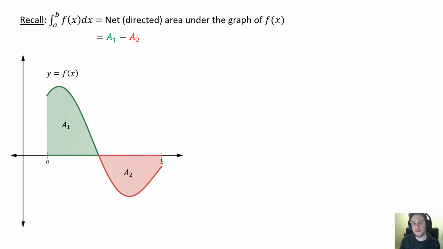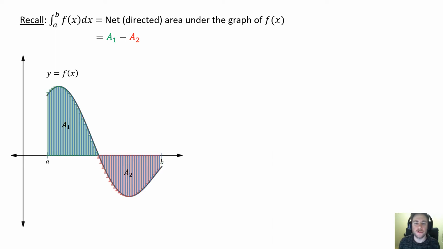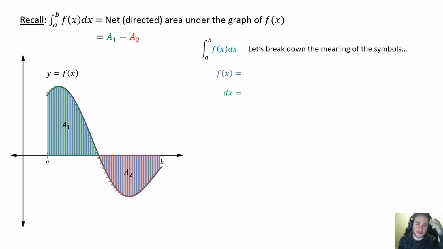You should also remember that the way this area under the curve is actually found is by adding together the areas of thin rectangles, or in other words, by calculating Riemann sums. In fact, it turns out that the symbols we use for integrals are designed to remind you about those rectangles. Let's convince ourselves of that by taking a look at how the rectangles can be related to these symbols f of x and dx.